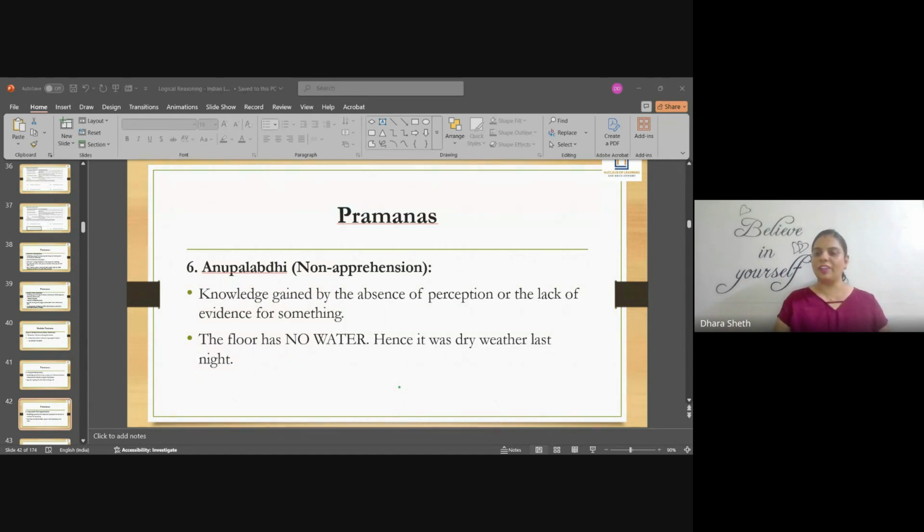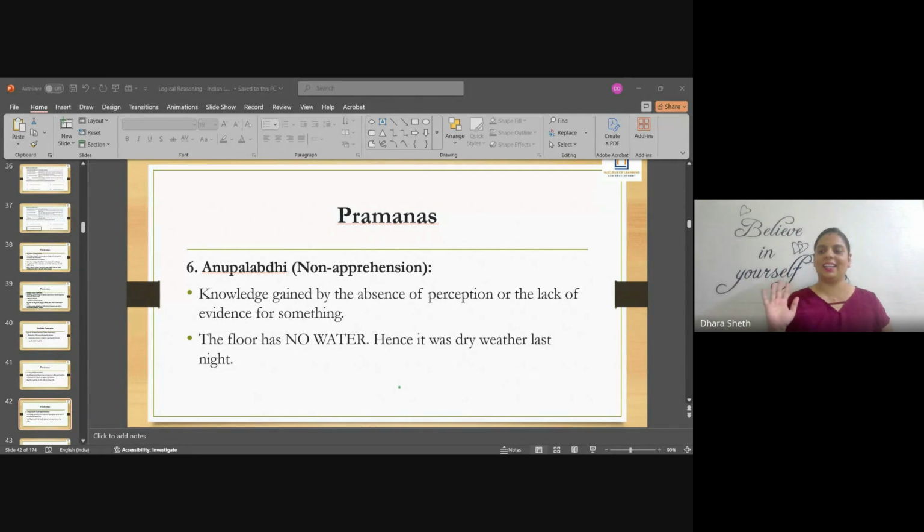Yesterday night it must not have been humid. So the road is not wet. So because it is not wet, you are gaining the knowledge that probably it had not rained yesterday night. Anuplabdhi is also not accepted as a Praman by Nyaya school of philosophy. Arthapti, it's not called Arthapatti, okay? Its pronunciation is Arthapti. Arthapti and Anuplabdhi.